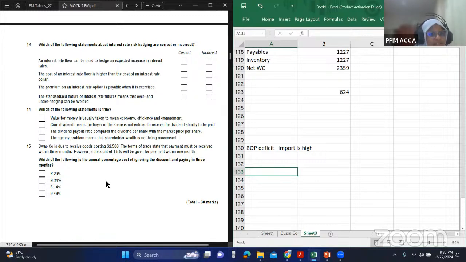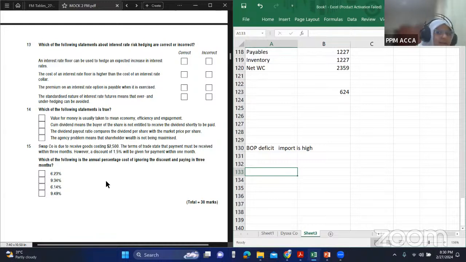The dividend payout ratio compares the dividend per share with the market price per share. No, it's not DPS over MPS. So that is wrong. The agency problem means that shareholder wealth is not being maximized. That is true. Why? Because the directors or the managers are trying to get their benefit. They are trying to benefit personally at the expense of the shareholder.